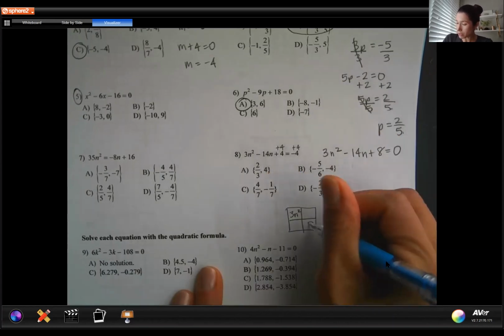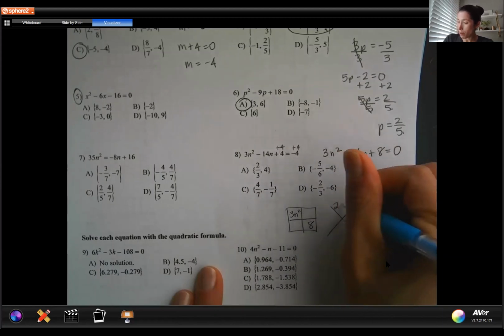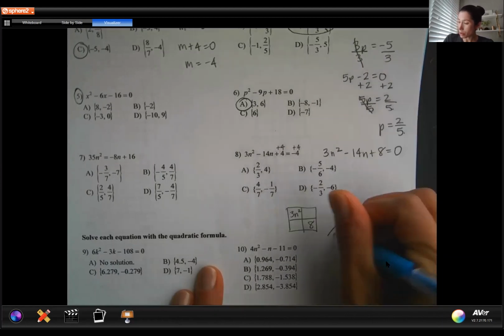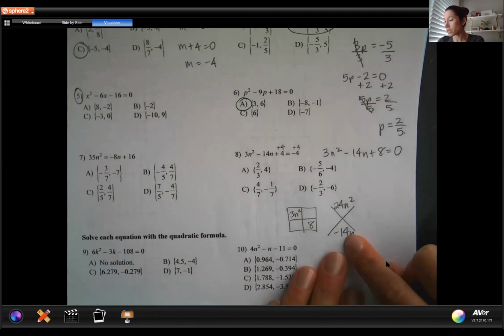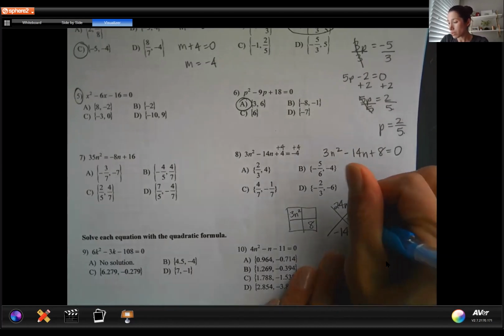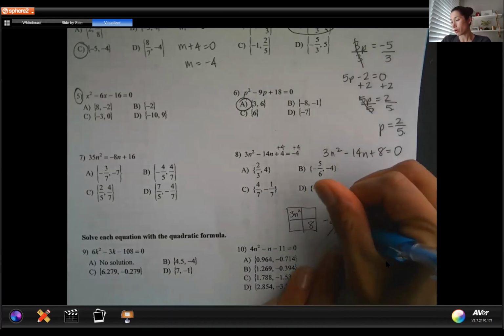Last term in the last box, multiply them, that goes to the top. So it'd be 24n squared, and then the middle term goes to the bottom. So then we're looking for numbers that multiply to 24, that add to negative 14. So they would both need to be negatives. So you could do like 1 and 24, 2 and 12. So 2 and 12 would work.